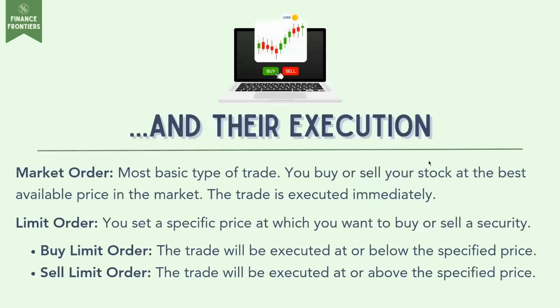Alright, so the first trade type that we have is the market order. This is the most basic type of trade, and you basically buy or sell your stock at the best available price in the market, and the trade is executed whenever you want it to. It's executed immediately after you give the command. Then we have the limit order.